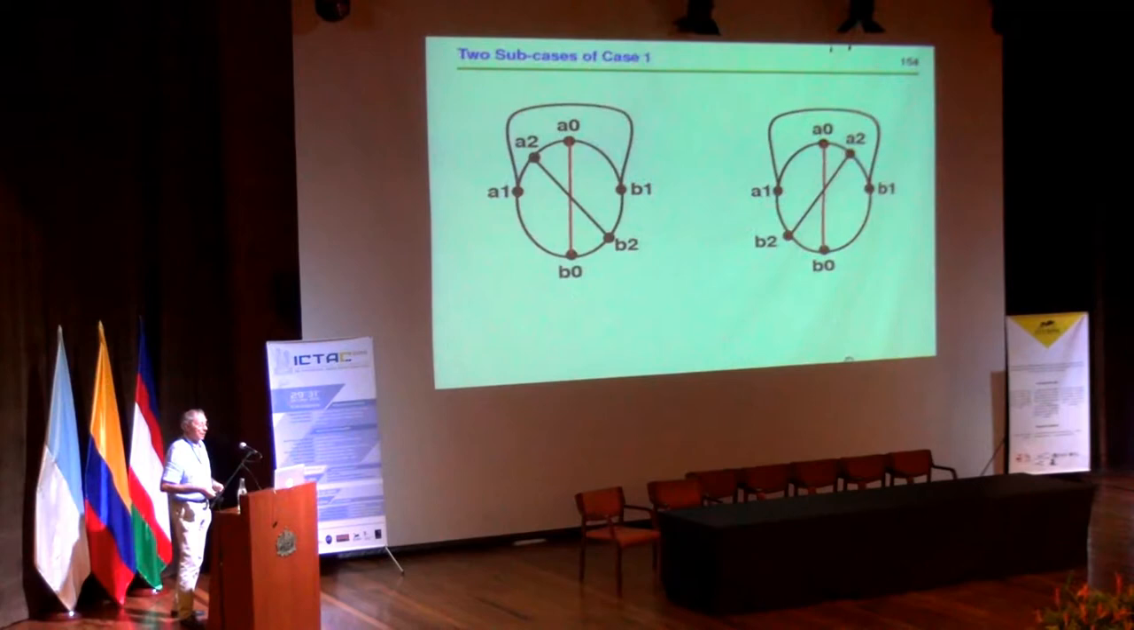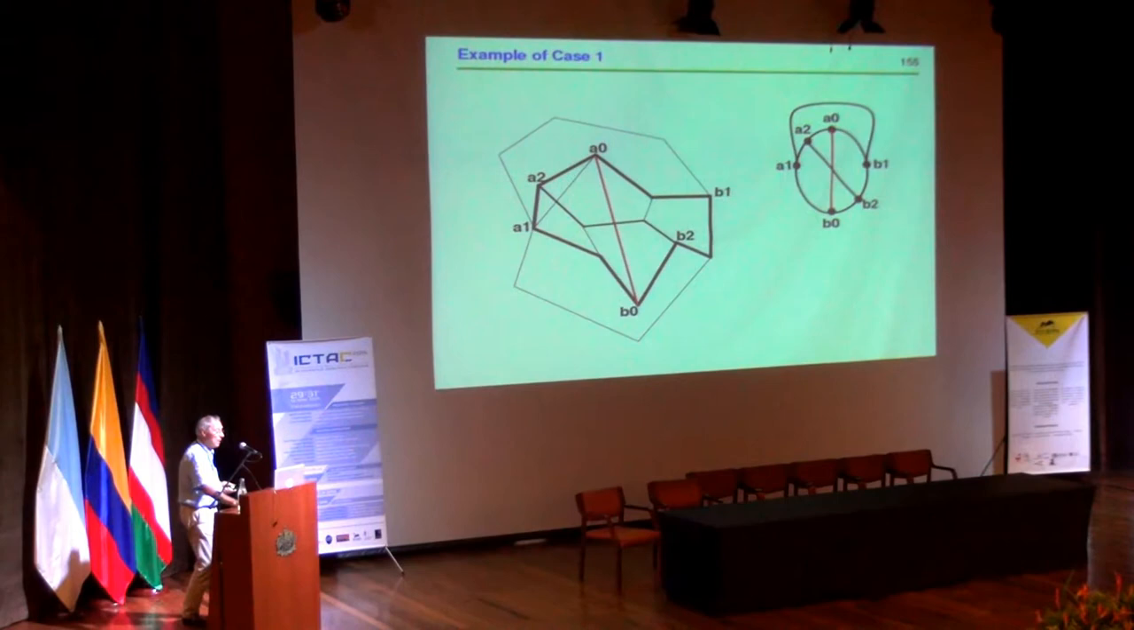Two subcases of case one, where we have a symmetry. So these are the two subcases of case one. An example of case one is here. We have A0, B0, and we have A2, B2, which is like this, an instantiation, so to speak, of this.